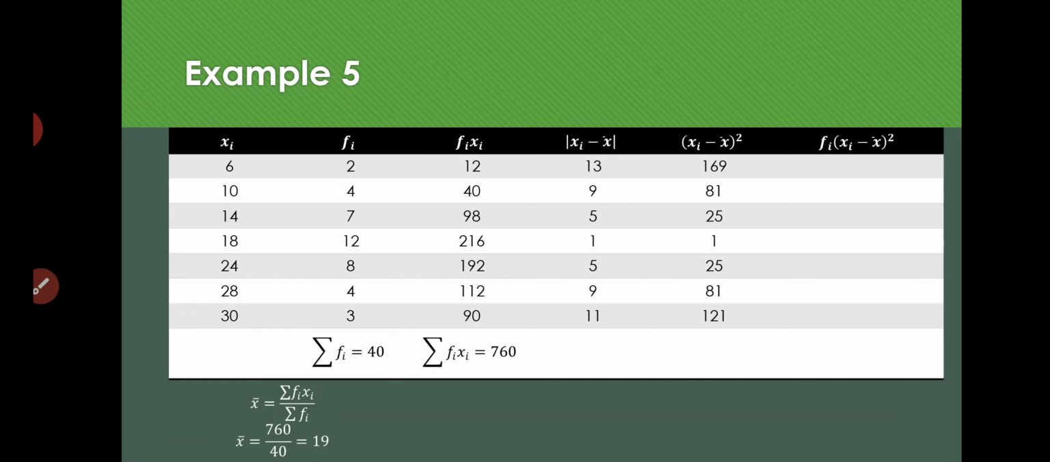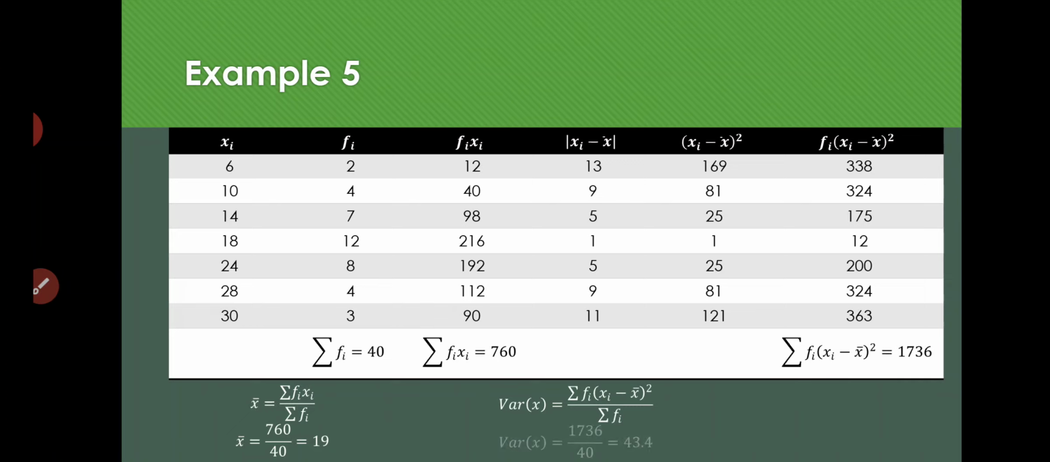Then square it up. If you square it up, this is what you get: 169, 81, 25, 1, 25, 81, 121. Then multiply this with the frequencies, so it will be a bit bigger calculation. Once you get this table, find the summation of fi into xi minus x bar whole square. Then what is the formula for variance? Variance is summation of fi into xi minus x bar whole square by summation of fi. Put it, calculate, you have your answer. So your answer is 43.4.